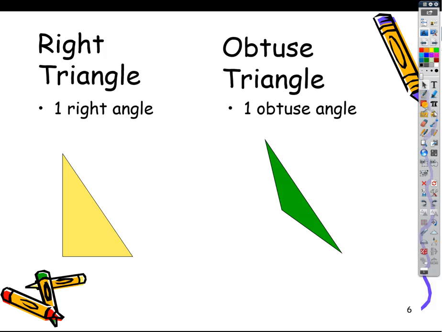Their measures. What do you think, Carrie? What must the other two add up to? If the right angle is 90, the sum of all of them is 180. What do you think? 90, yeah. Good. So the other two, what's another name for two angles that add up to 90? Complementary. Good. So we know that in a right triangle, the two acute angles are always complementary, aren't they? Yeah.